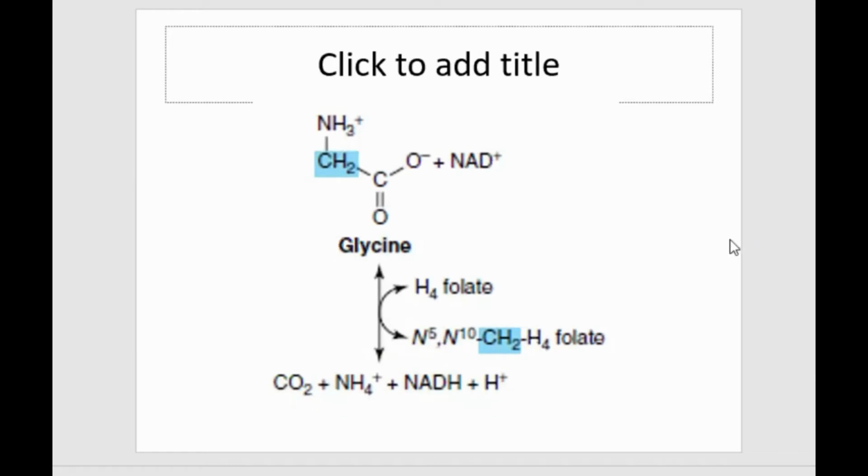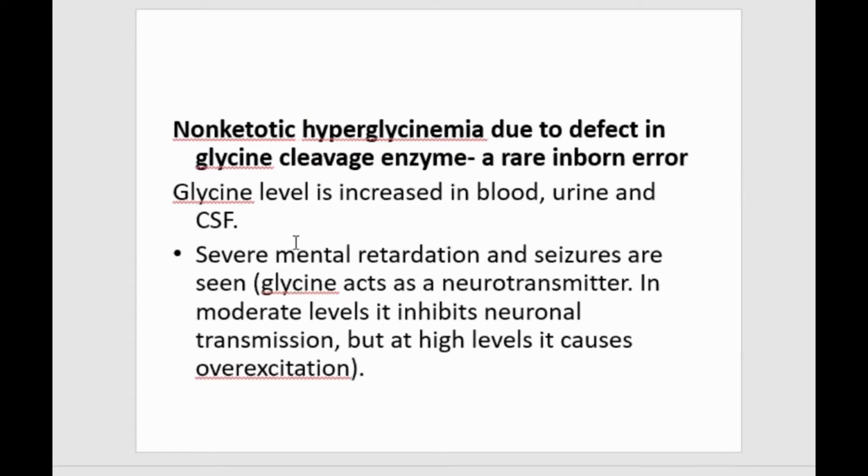Now, the deficiency of this enzyme results in increased glycine level in the blood, urine, and CSF. So, glycine cannot be metabolized. The glycine accumulates in the blood, resulting in its excretion into urine and also its secretion into the CSF.